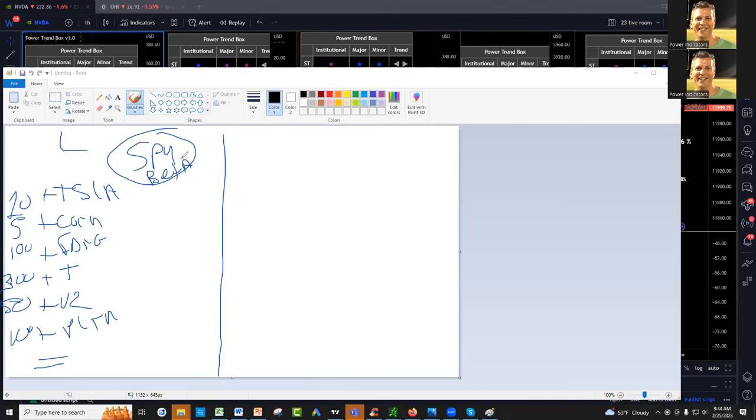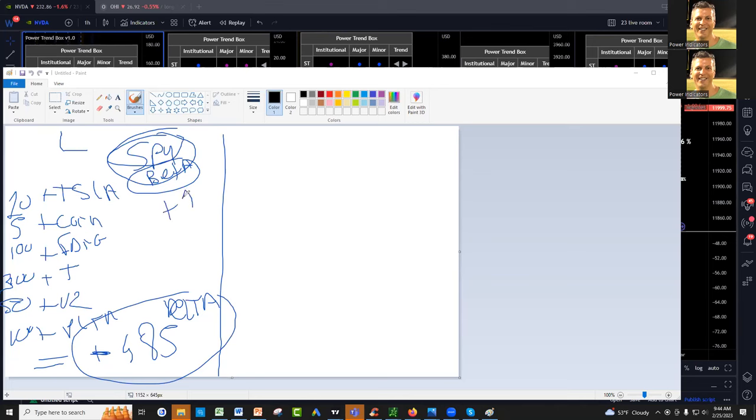And let's say for every point the SPY goes up and down, the entire portfolio is beta weighted at a plus 485 delta, meaning that each time the market goes up and down 1 point on the SPY, it's called beta weighted, right? And that's what I do, even on the little one that I showed you from Thinkorswim, the $10,000 account for the past 2 years, 3 years.